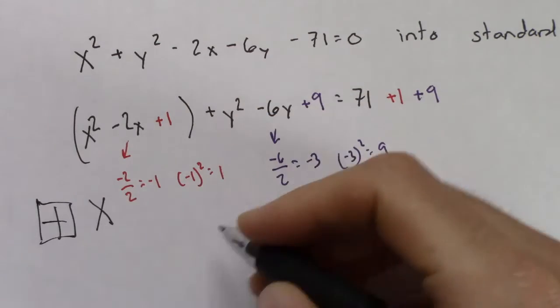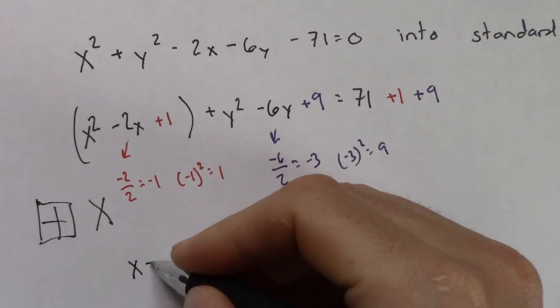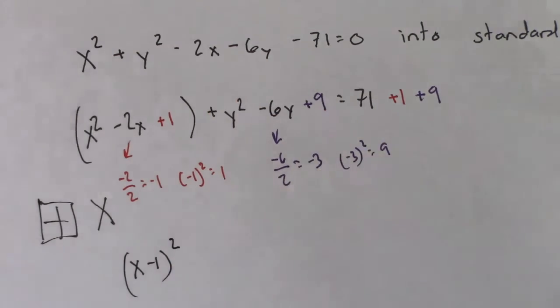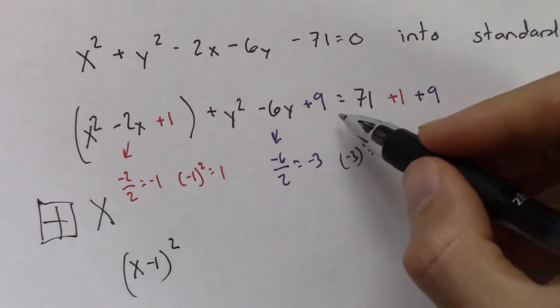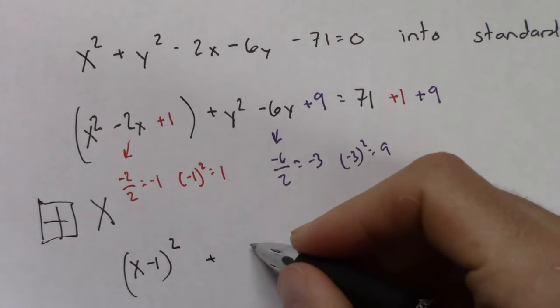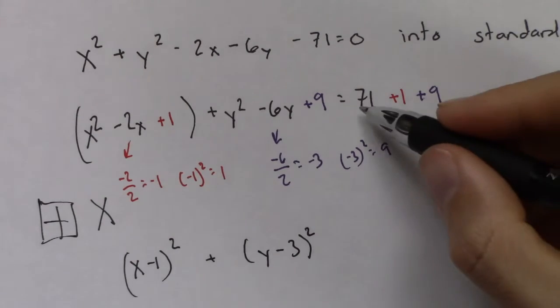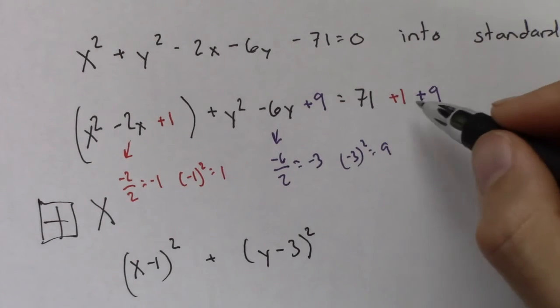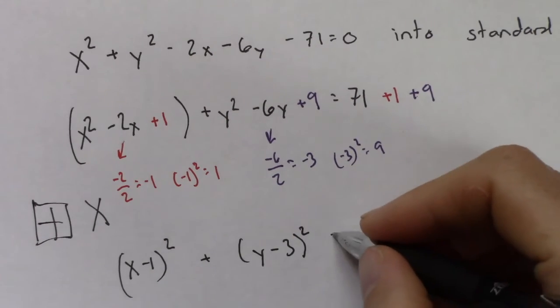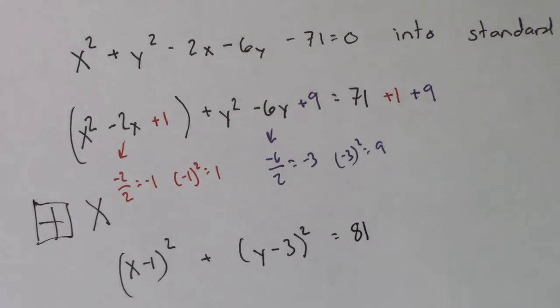So x squared minus 2x plus 1 turns into x minus 1 squared. Y squared minus 6y plus 9 will turn into y minus 3 squared. I then add up these numbers over here. 71 plus a 1 plus a 9 gives me 81.